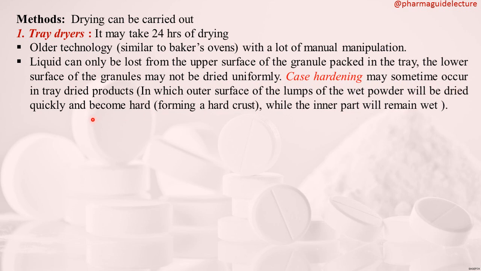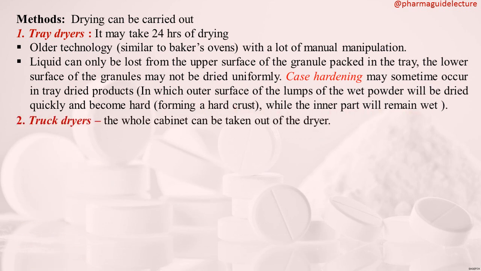Case hardening may sometimes occur in the tray dried product, in which the outer surface of the lumps of the wet powder will be dried quickly and become hard. It will form a crust. So, on the surface, a crust will be formed, and in the inner part it will remain wet. This is the case hardening.